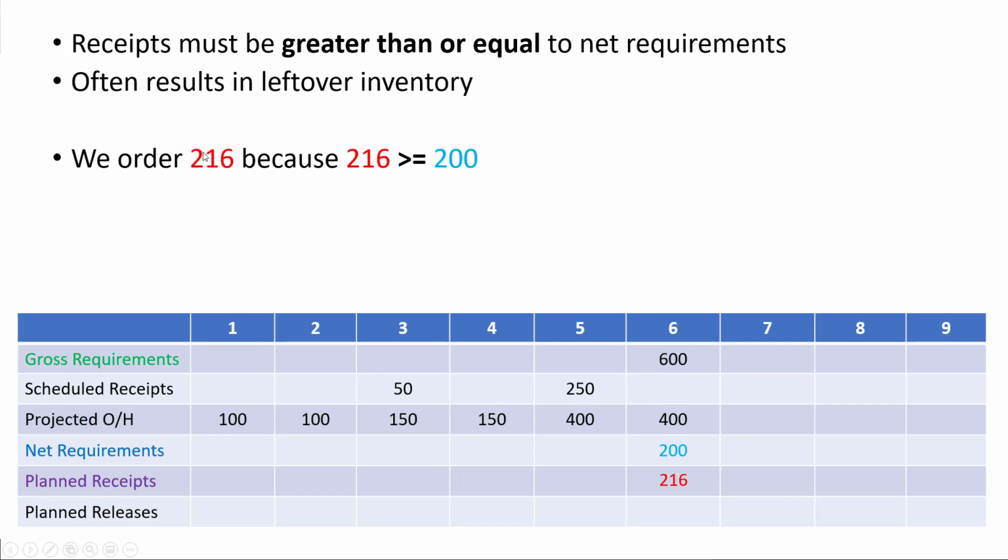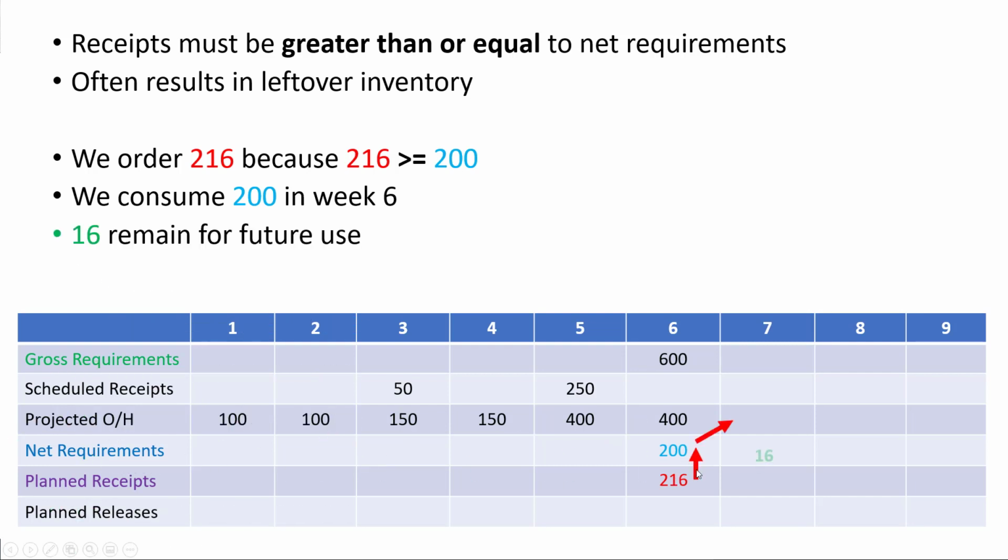So we order 216 because 216 is the quantity that is greater than or equal to 200. And we consume 200 in week 6. So you can see we're going to have leftover inventory. We're going to have that 16 left over for future use.